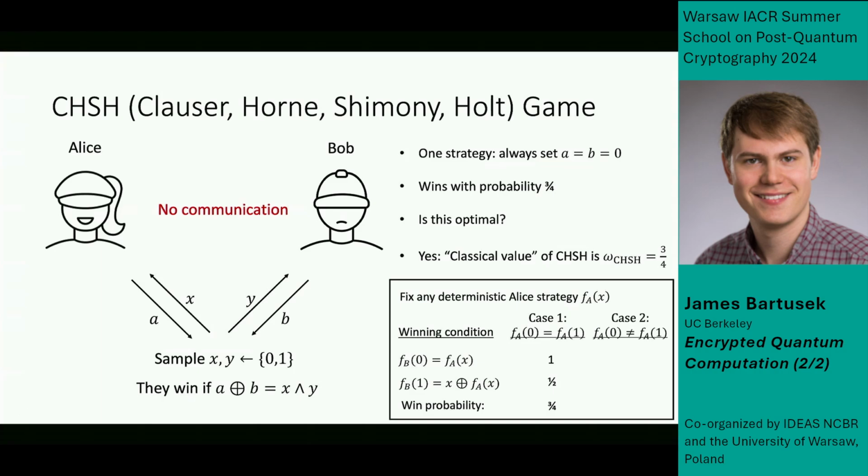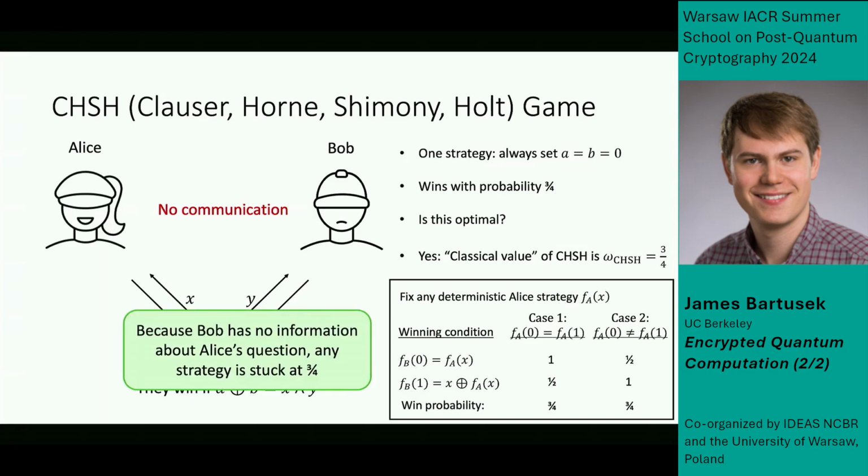Now we can do the same analysis in the other case, where Alice has a different answer for each question. In this case, if Bob receives the 0 question, that's the problematic case, because he has to guess exactly what Alice's question was. So you can see, either way, there's one case in which, in order to win, Bob has to guess what Alice's question was.